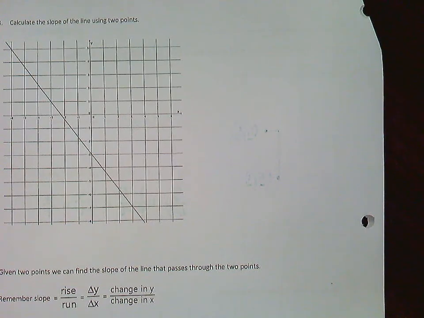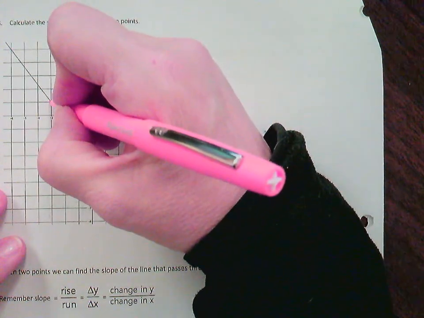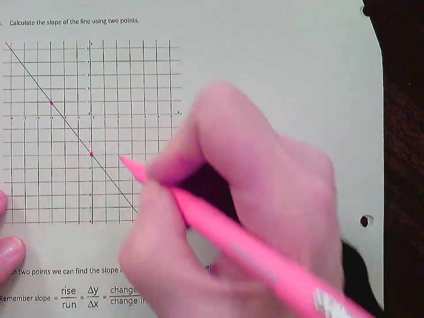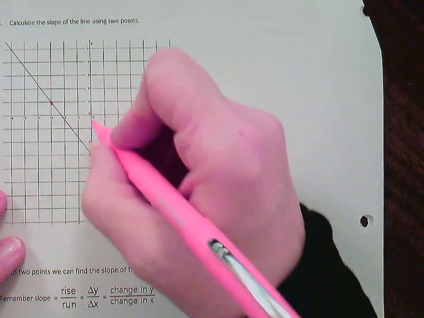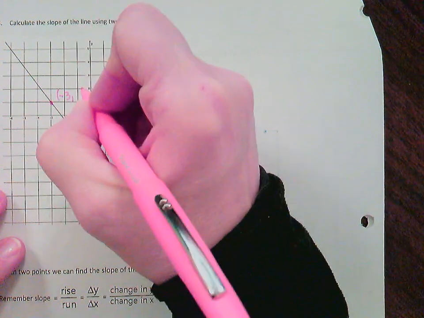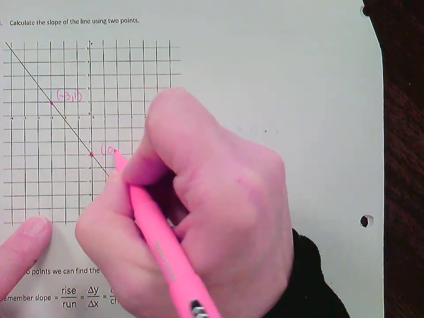Alright, if you turn the page, we'll do one more problem together. Again, going to find two nice points. There's one, and there's one. Going to name them. This point here is negative 3, 1. And this point here is 0, negative 3.